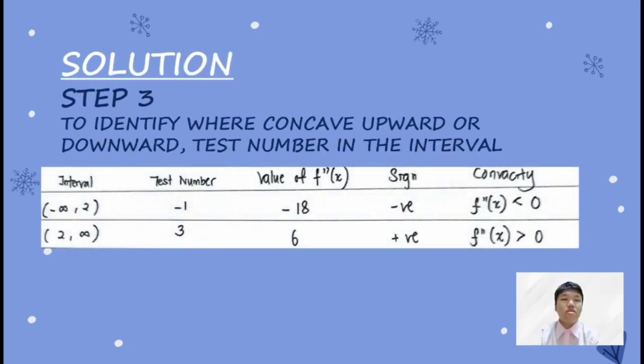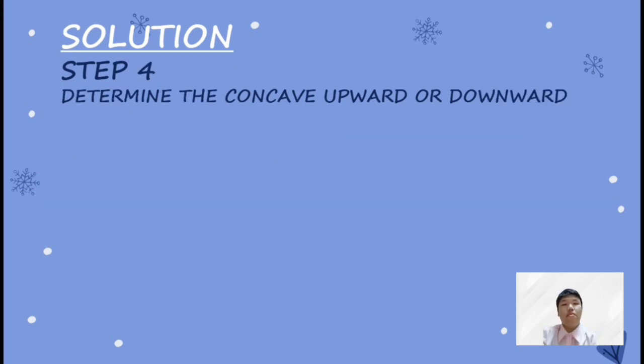To make it more organized and easy to see, you can first list down the interval column, then in the second column you can insert the number you wish to test. The criterion is that it must be in the interval. So in this case, I choose negative 1 and 3 to test the value of the second derivative of f. In the third column you can write down the number you obtain by inserting the test number into the function. The following step is to determine whether it is concave upward or downward.